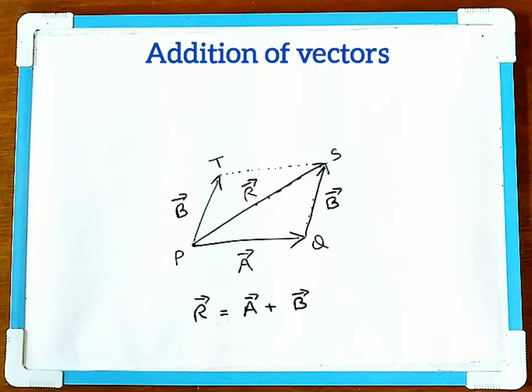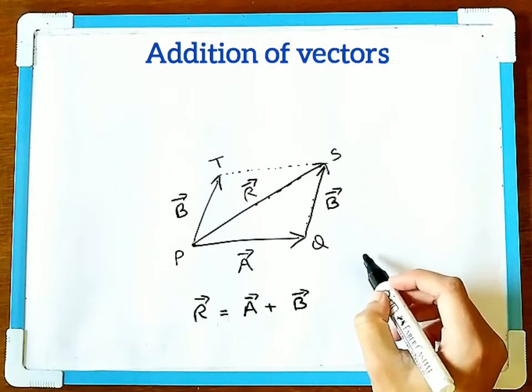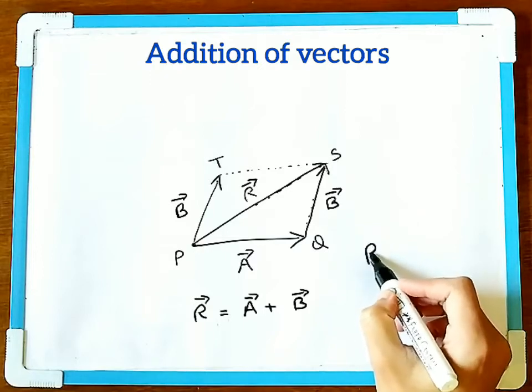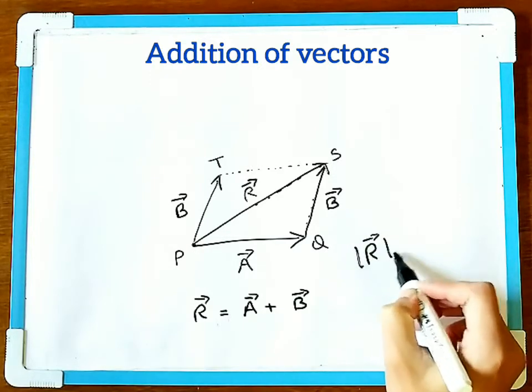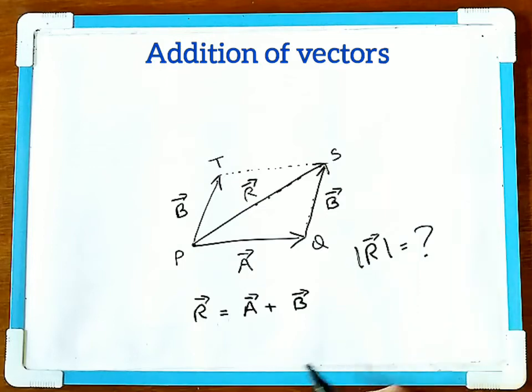Now we know that vector has got a magnitude and direction. So now what is the magnitude of the vector R? What is this magnitude equal to? And what is the direction also?